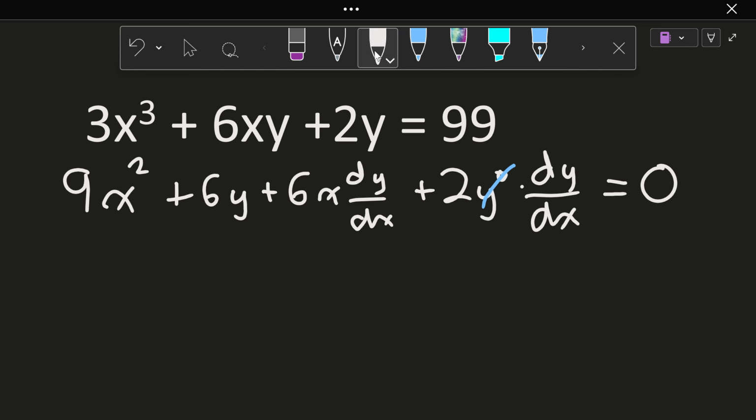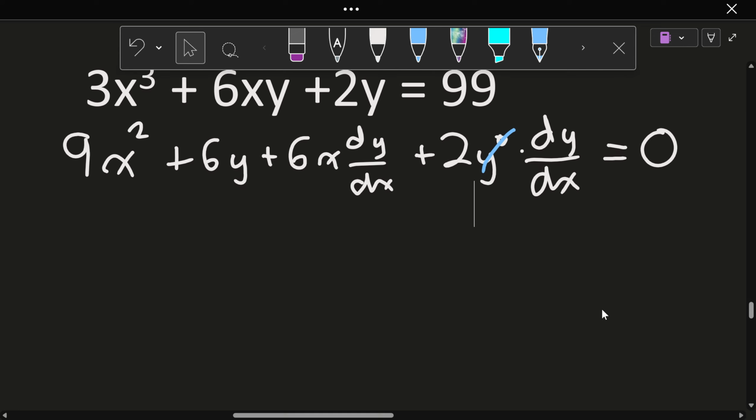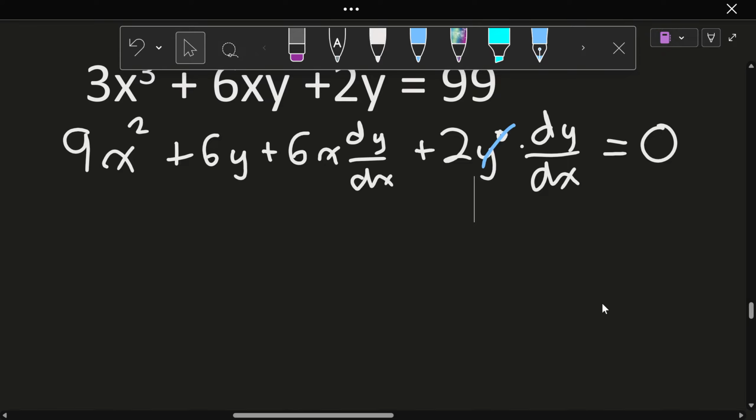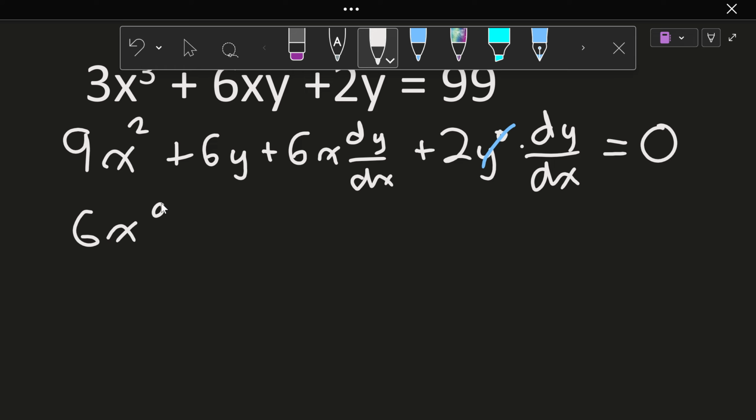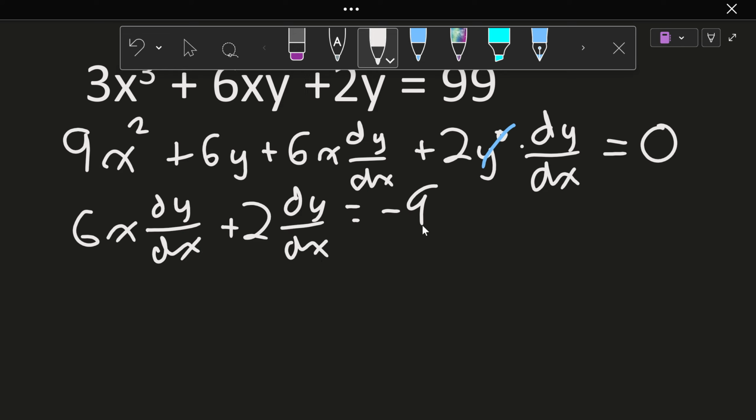Not a big deal. We still start by moving everything that does not have a dy by dx to the other side. So I'm going to move the 9x squared to the other side. I'm going to move the 6y to the other side. So on this side, I'm going to have 6x times dy by dx plus 2 dy by dx is equal to minus 9x squared, minus 6y.